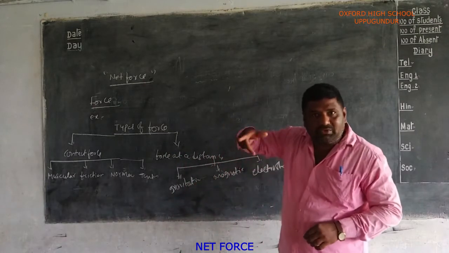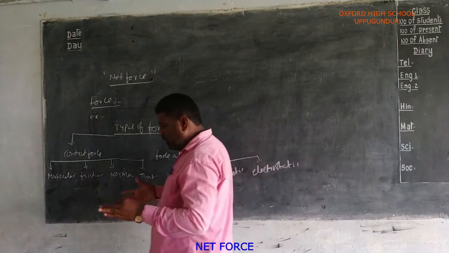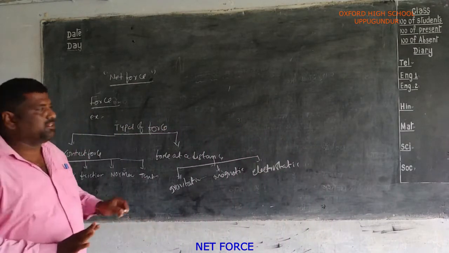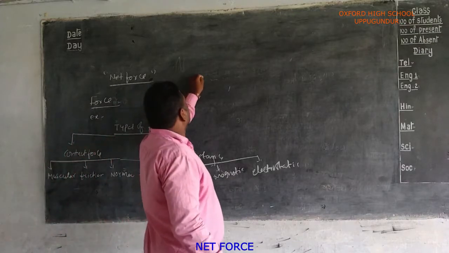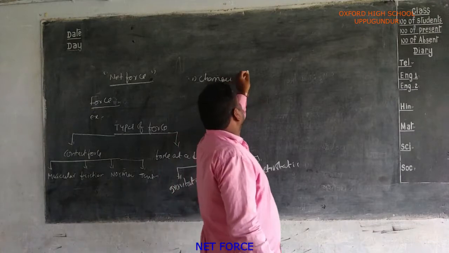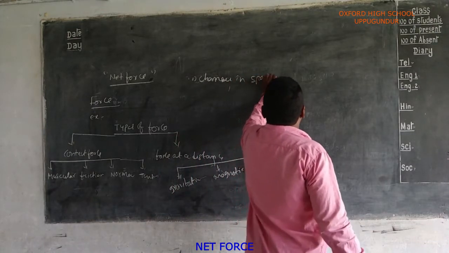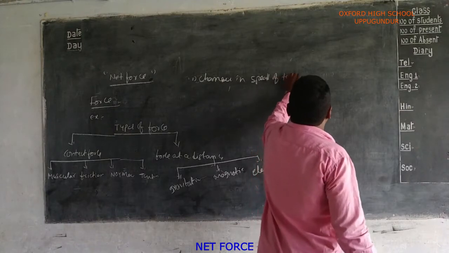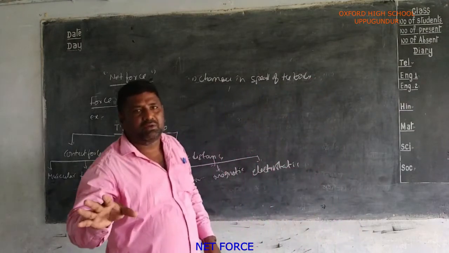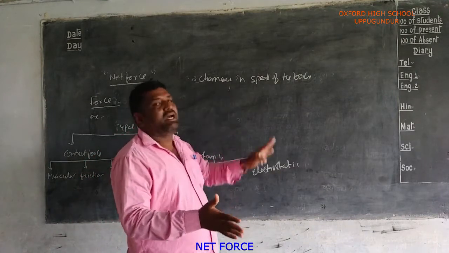And in the last class we also discussed that when we apply a force on a body, three factors can change. The first one is the change in speed of the body. When we apply a force on an object, it can immediately change the speed.